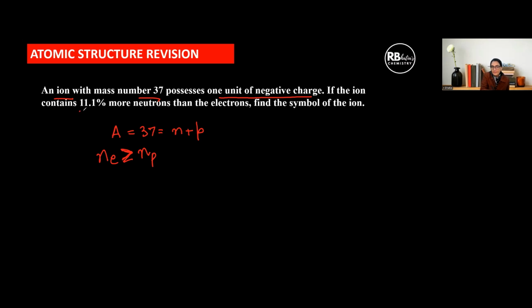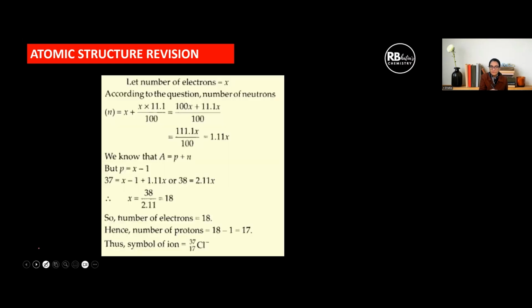If the ion contains 11.1% more neutrons than the electrons, then find the symbol of the ion. So how are we going to proceed with this? Let the number of electrons be X. Number of neutrons is going to be, if number of electrons is X, 11.1% of X plus X.